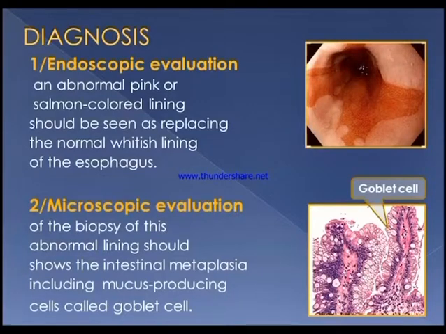In endoscopic evaluation, we will see an abnormal pink or salmon-colored lining of the esophagus, as the darker area of pink color shown in this picture in the upper right side. This indicates intestinal metaplasia, and this pink area replaces the normal whitish lining of the esophagus, as we see also in this picture as the light color area. The second is microscopic evaluation of the biopsy of this abnormal lining, which shows the intestinal metaplasia including mucus-producing cells called goblet cells.